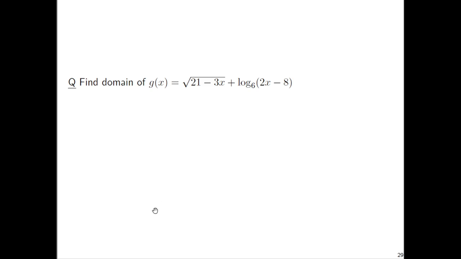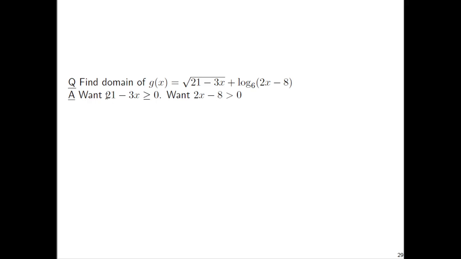Okay, let's do another one. We'll find the domain of g of x equals root 21 minus 3x plus log base 6 of 2x minus 8. So we want the contents inside the root to be greater than or equal to 0, so we want 21 minus 3x greater than or equal to 0. Notice here in our want, we don't write the root itself. The root tells us where to look.